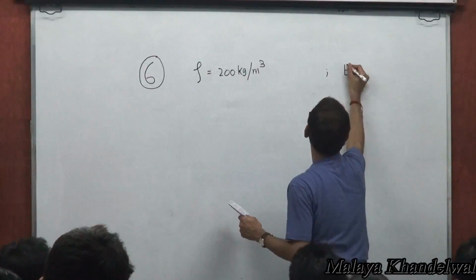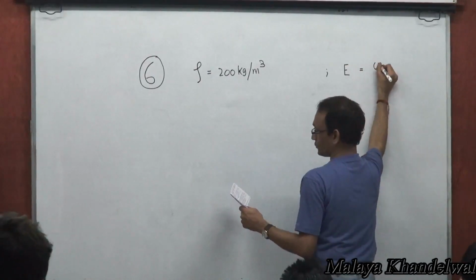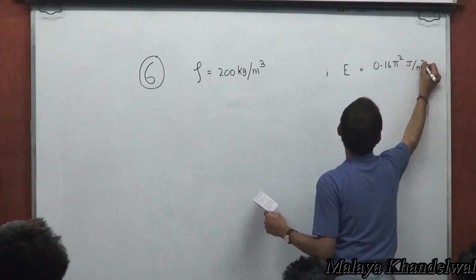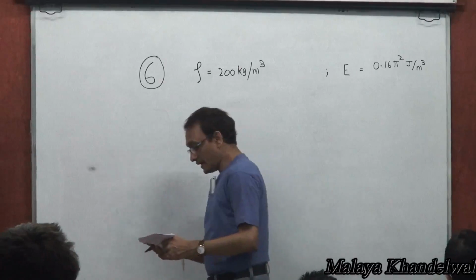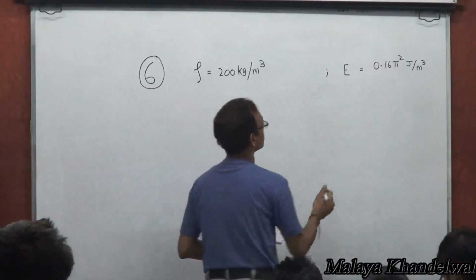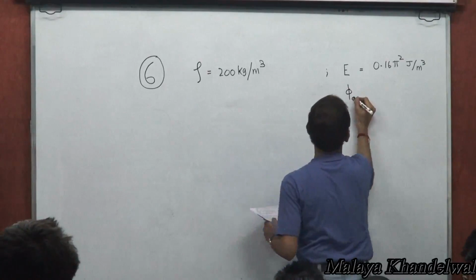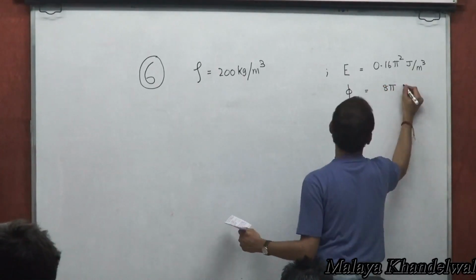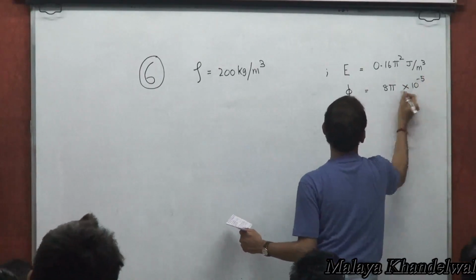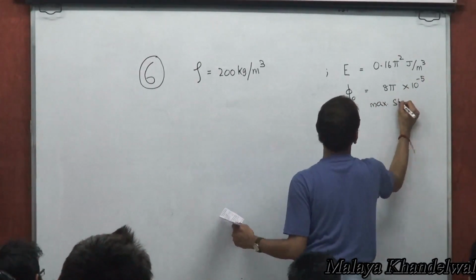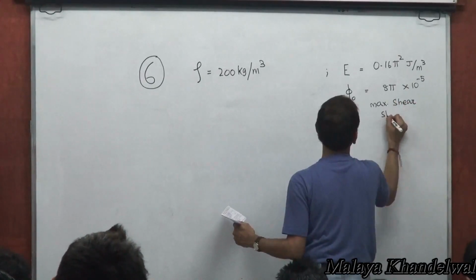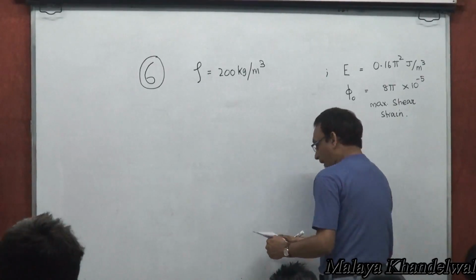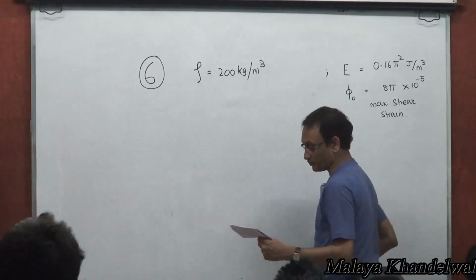The energy density, E, is given to be 0.16 pi squared joules per cubic meter. That's given. And the maximum shear strain is given to be 8 pi into 10 to the power minus 5. That's the maximum shear strain. And this is a wave traveling in the plus x direction.